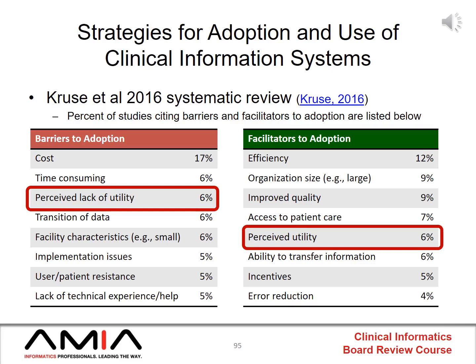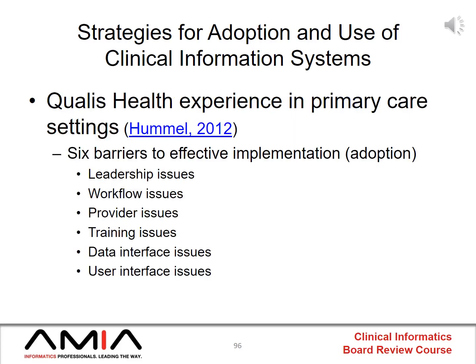Facilitators to adoption include efficiency. If you are a large organization, you'll achieve economies of scale with an electronic health record, the improved quality of care and access to patient care by being able to widely distribute information to those who need it, especially across multi-facility healthcare systems. The Qualis Health experience in primary care settings for EHR adoption cited 6 barriers to effective implementation of an EHR, and these surrounded leadership, workflow, providers, training, data interfaces, as well as graphical user interfaces.